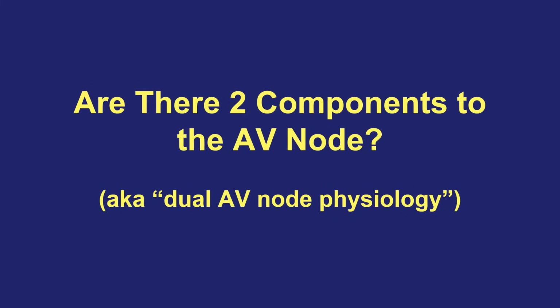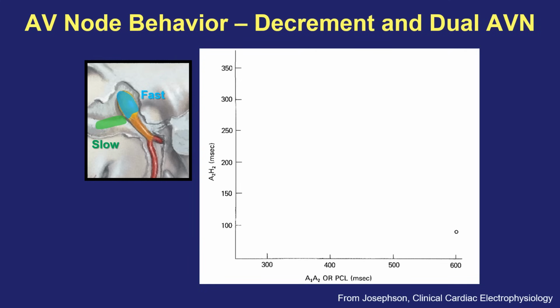Let's have a look. So how do we determine if we have conduction through the AV node with one component or two components? The best way to think about this is with this classic graph from the Josephson text, which I've modified a little bit so that we focus on one thing at a time.